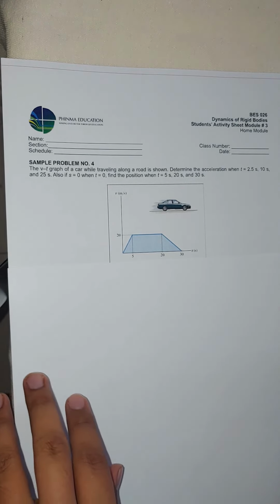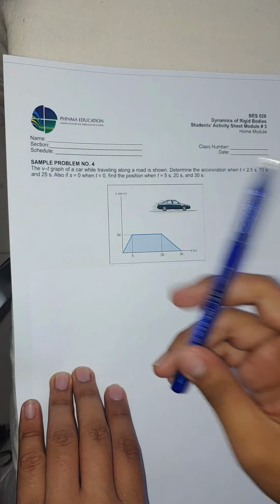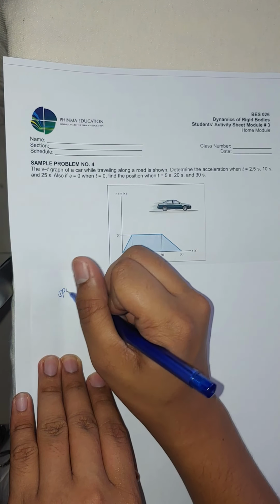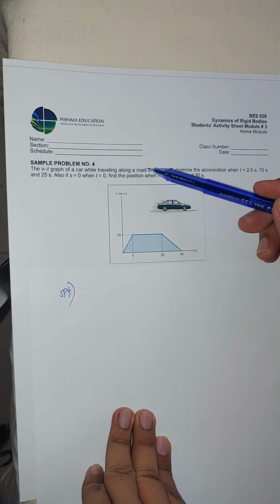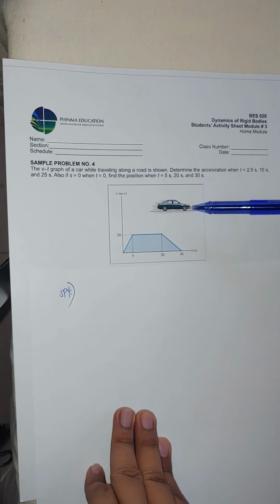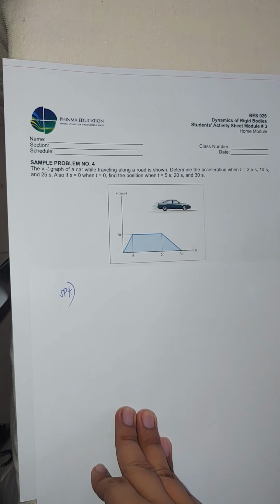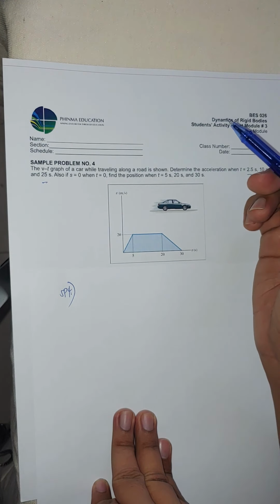Down to our last problem, sample number 4 for module 3. The velocity versus time graph of a car while traveling along a road is shown. So this is the velocity versus time graph of a car. Determine the acceleration at 2.5 seconds, 10 seconds, and at 25 seconds.